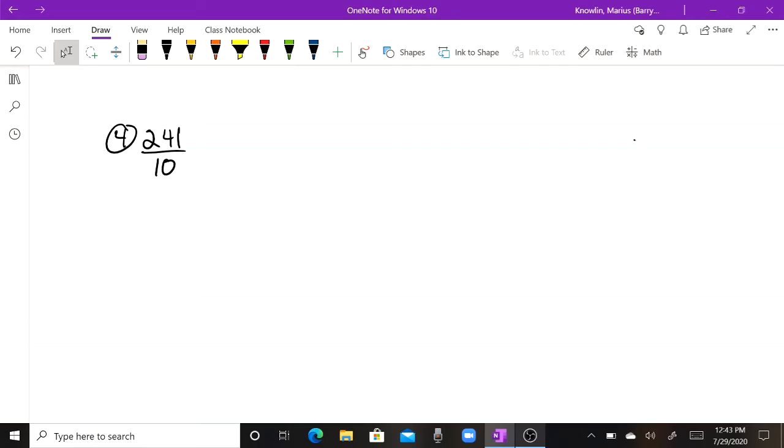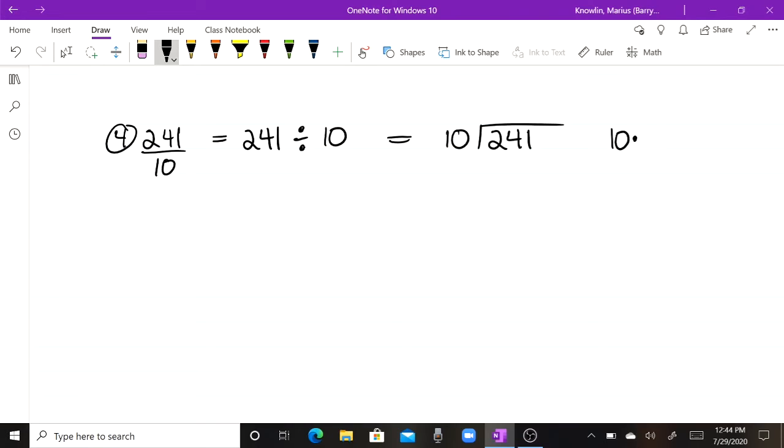All right, number 4, the last one. So number 4 says 241 divided by 10. 241 divided by 10. And if I wanted to perform long division, it would look like this. 10 goes into 241 how many times? All right, once again, we want to rely on our multiplication facts, but this time I want to go ahead and jump. We know that multiplying 10 times a number is really, we say adding a 0, but you're just moving over a decimal place value, okay?